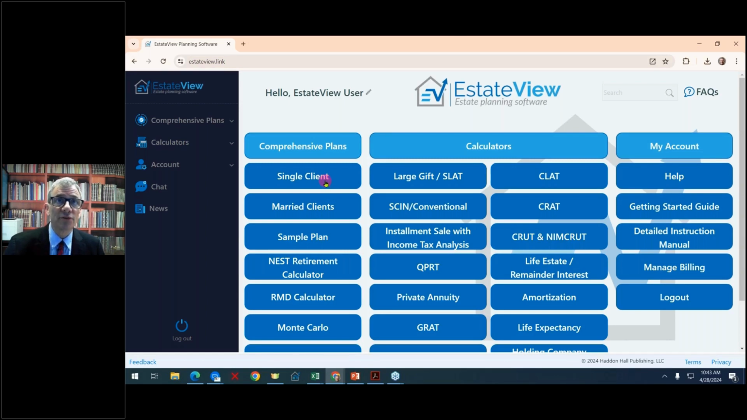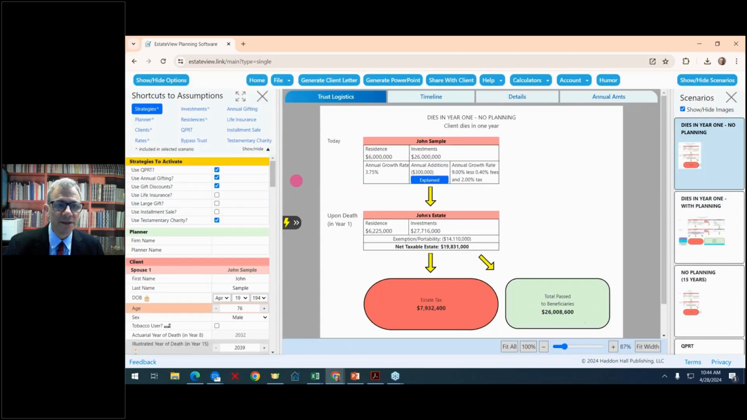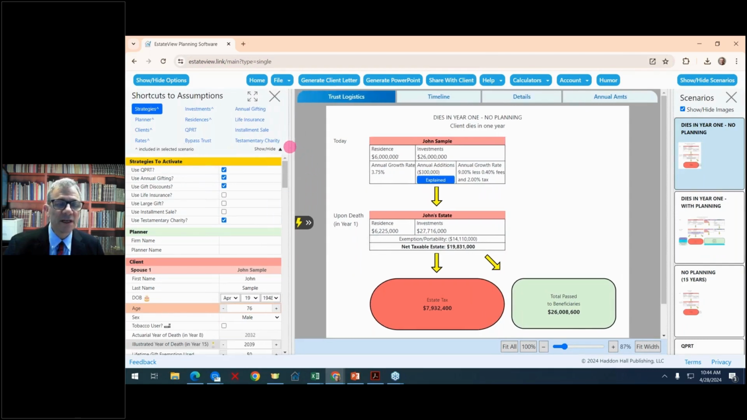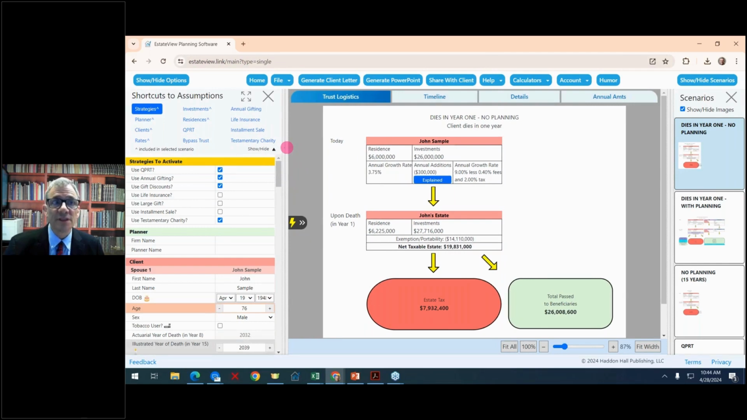I go to open EstateView by going to estateview.link. I put in my email address, I put in my password, and if my client is a single individual who wants comprehensive planning and has estate tax issues, or maybe even without estate tax issues, I simply click on single client. Now, when I click on single client, I have three different columns of display.